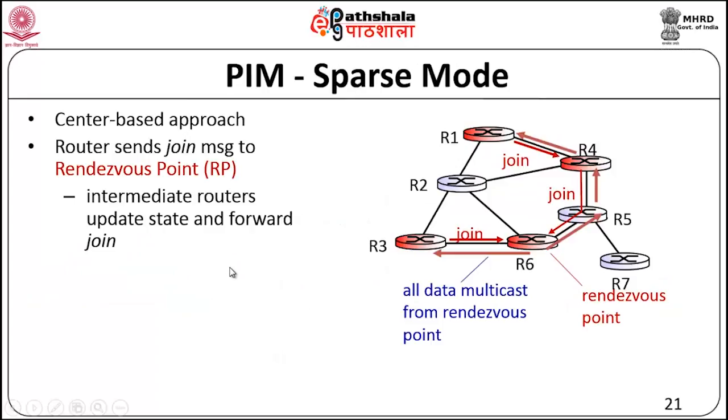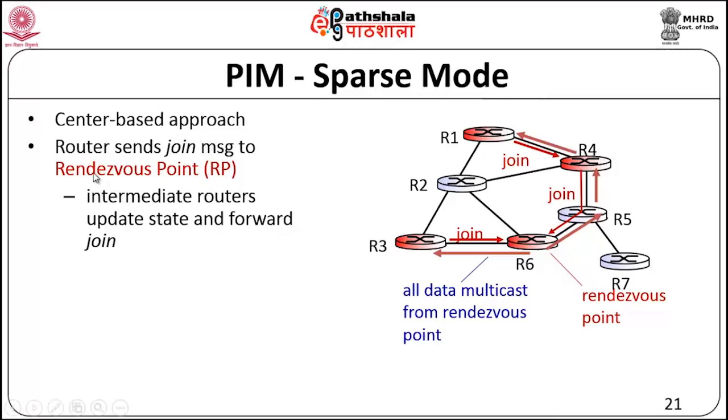Next is the PIM sparse mode of operation. In the sparse mode of operation, the approach is slightly different. Here we are looking at a shared tree, which means we would like to have one common shared tree which is used by all the members. If it's a common shared tree, then we need to have one common root, right. So we can say it's a center based approach, and that root that we talk about for the tree is what is called the rendezvous point, or the RP.